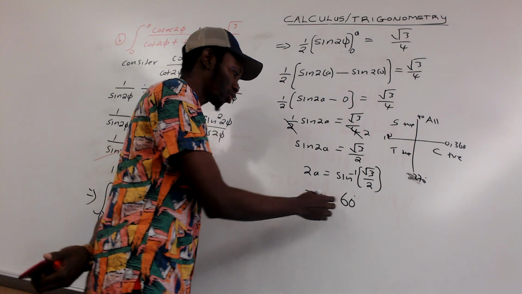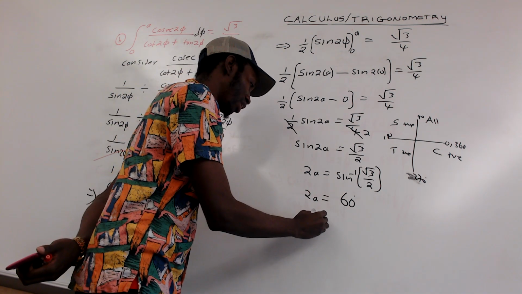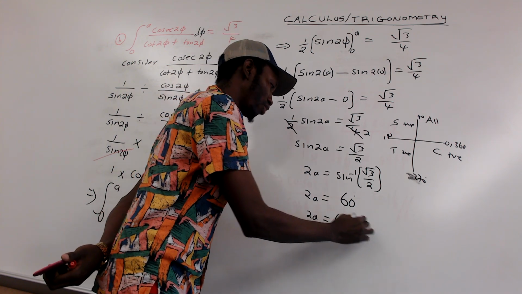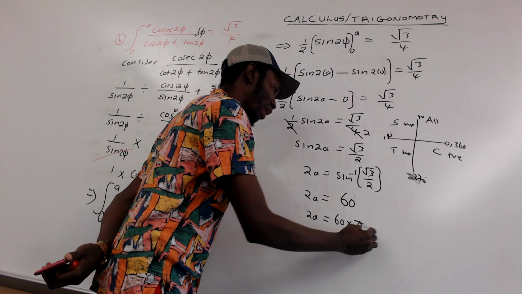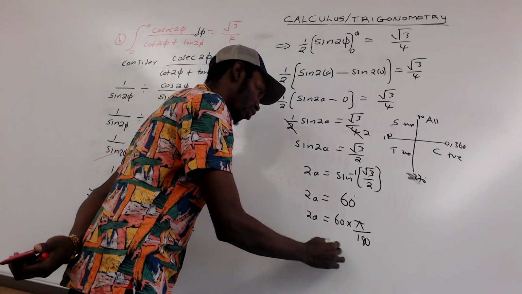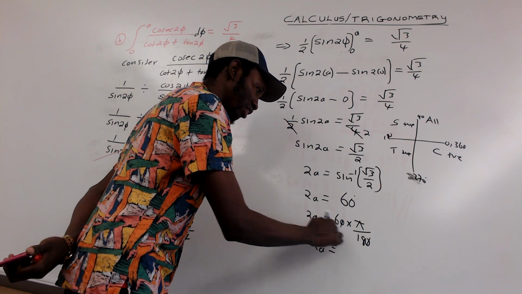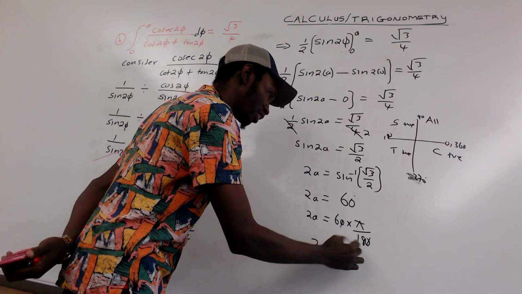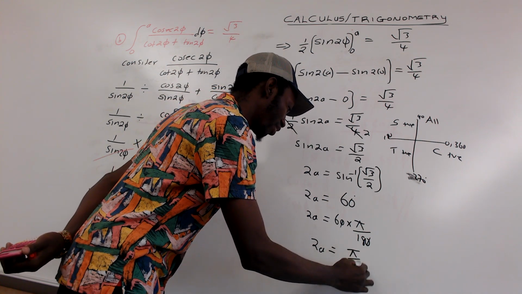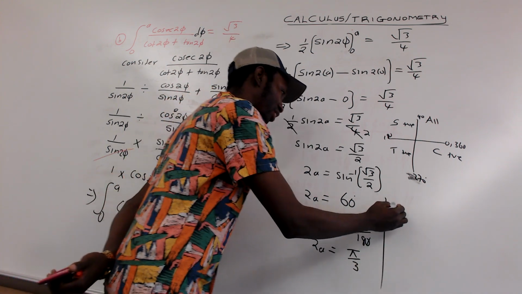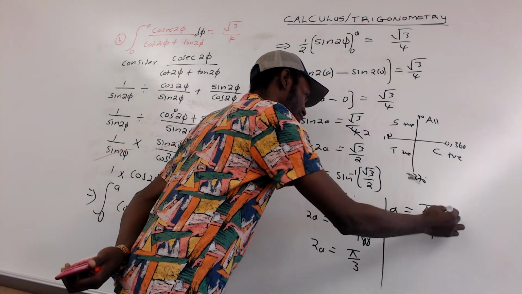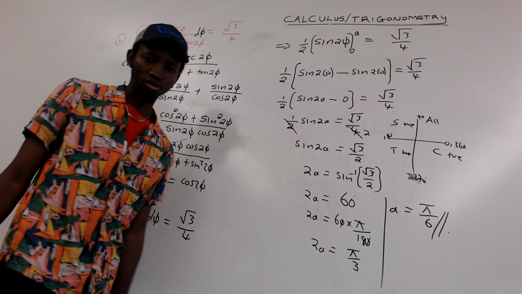If we change this to pi, 2A is going to be 60 times, and when you change from degree to radian, the factor is pi all over 180. So 2A is going to be 6 into 18 is 3 times, so we have pi all over 3. Therefore, dividing both sides, the value of A is going to be pi all over 6. This is the value of A we are required to calculate.